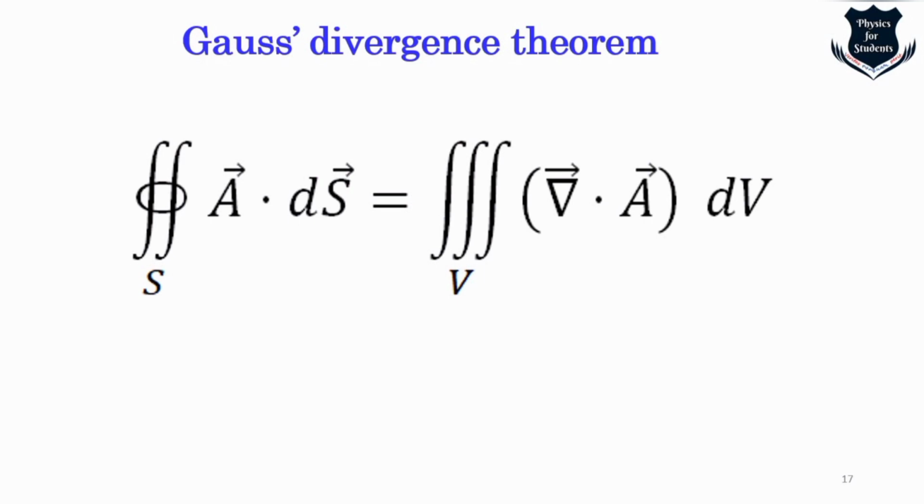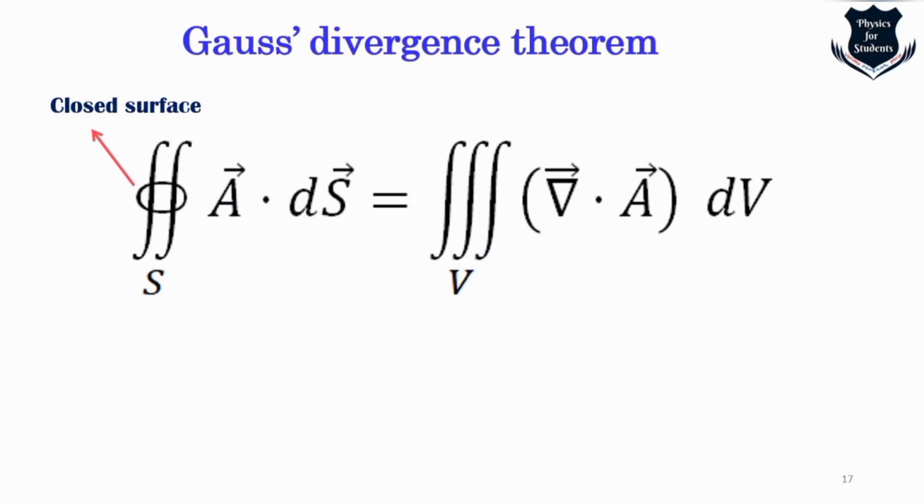This is the 3D version of Gauss's divergence theorem. It relates the flux of a vector field through a closed surface to the divergence of the field in the volume enclosed. Okay, so what does Gauss's divergence theorem state? That the vector's outward flow through a closed surface is equal to the volume integral of the divergence over the area within the surface. Let us see it one by one.